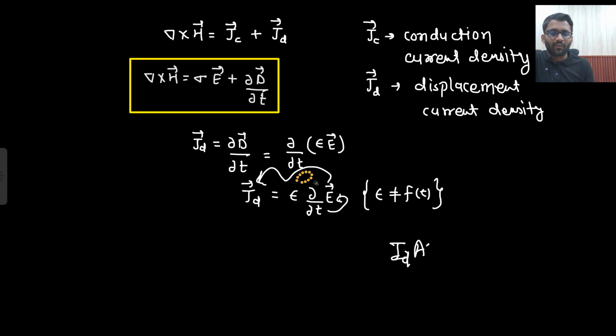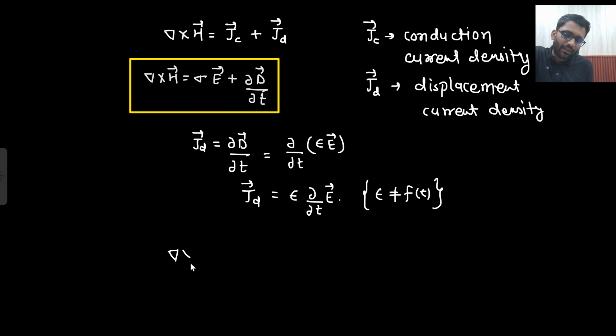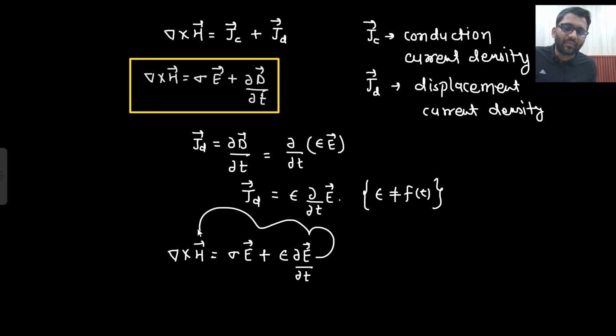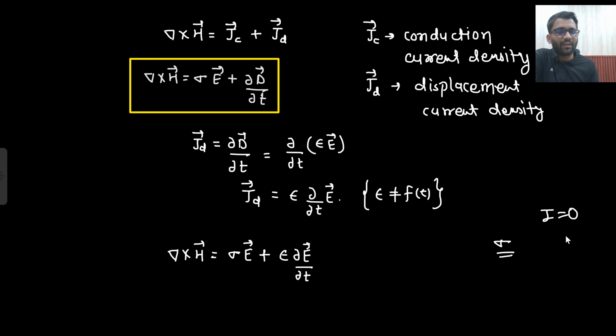So finally, I am writing that del cross H is equal to sigma E plus del dou by del T. This was your static electric field, so because of the static electric field, you are having some magnetic field. But now if the electric field is changing, then also it will generate some magnetic field. Let's just say my conductivity is 0. If my conductivity is 0, you would expect your current is 0, and if your current is 0, then the magnetic field should also be 0.